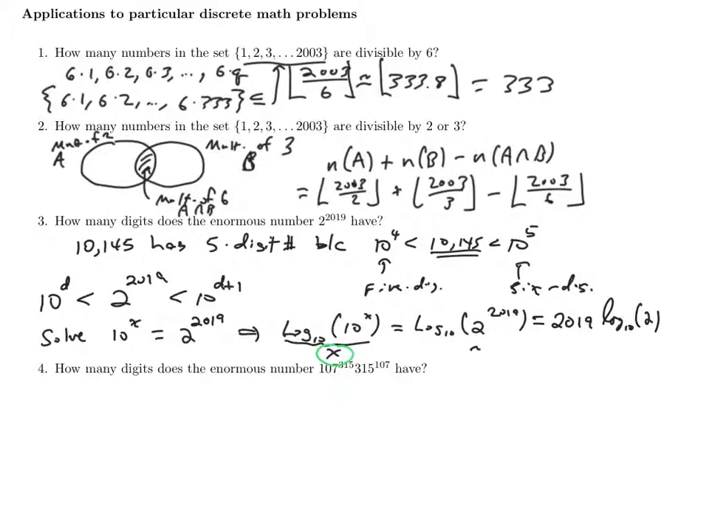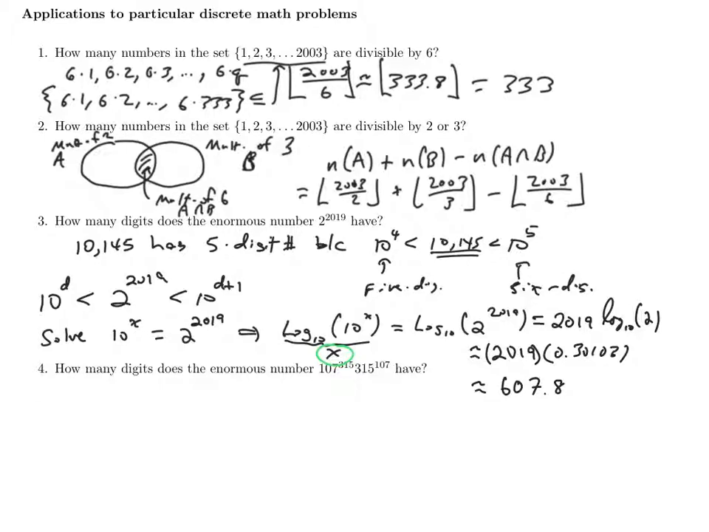So that's 2019 times log 10 of 2, which is about 0.30103. And if I do that calculation, I get 607.8. Again, I don't have to round it off very much because I know that I don't want the decimal answer anyway. The question, how many digits does this have, has to have a whole number answer.